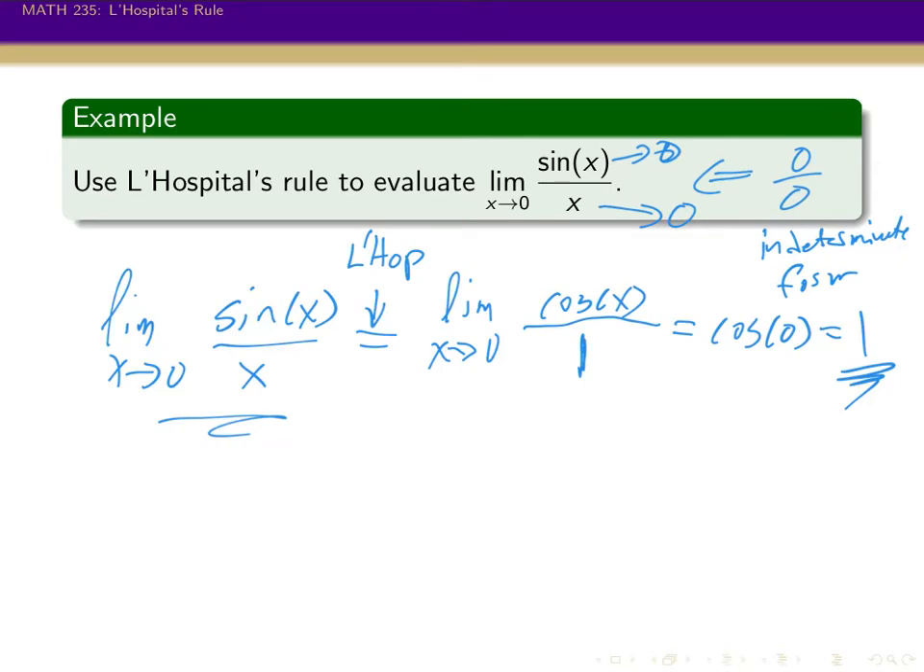One thing to note when we're taking the derivative for L'Hopital's rule: we're not using the quotient rule, even though we have a fraction here. L'Hopital's rule is very much different than the quotient rule. We're just taking the derivative of the top by itself separately and then dividing by the derivative of the bottom by itself separately. Totally unlike the quotient rule.